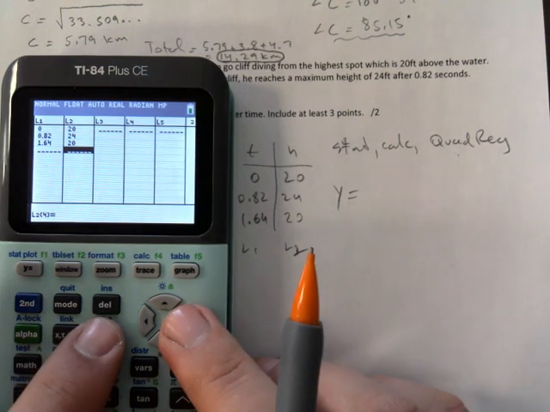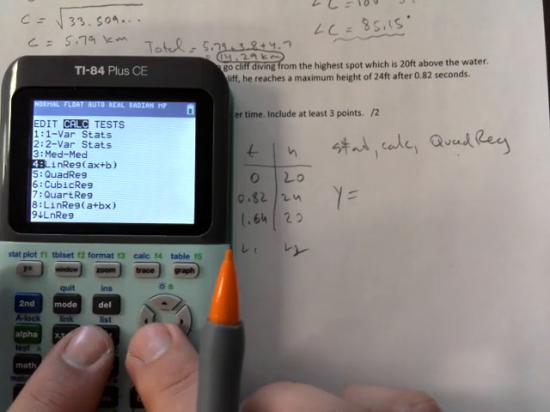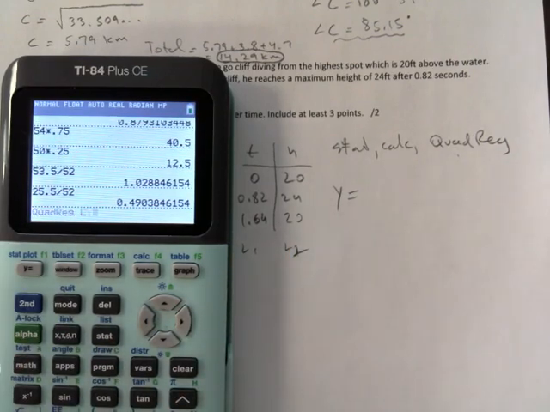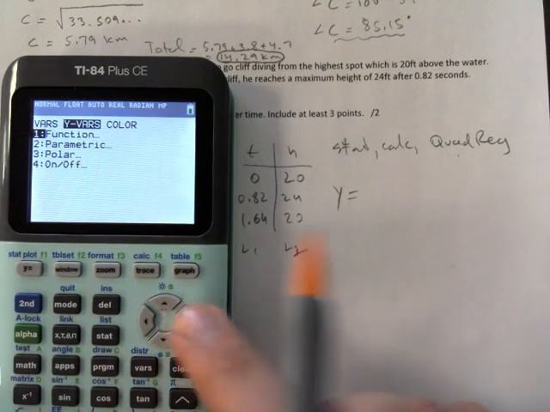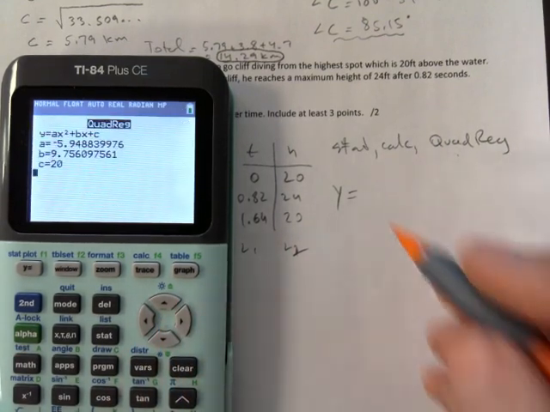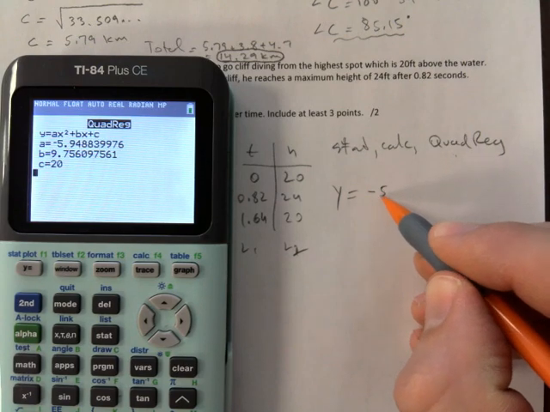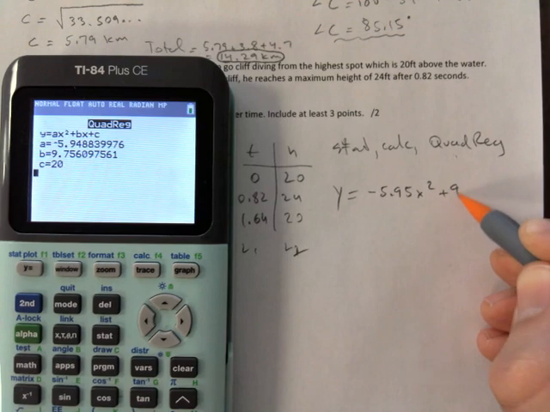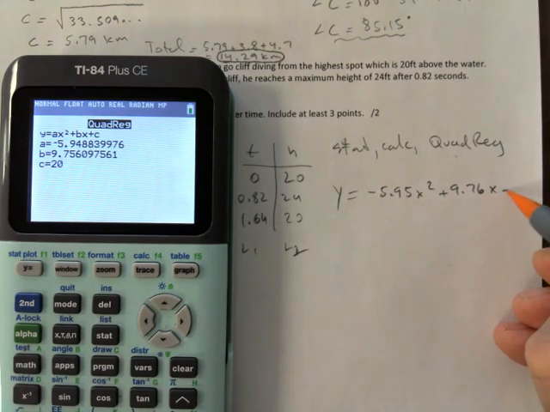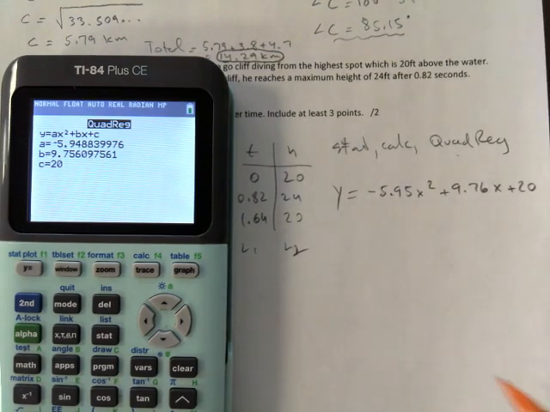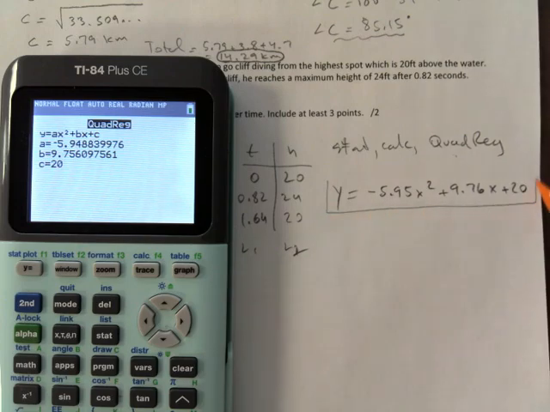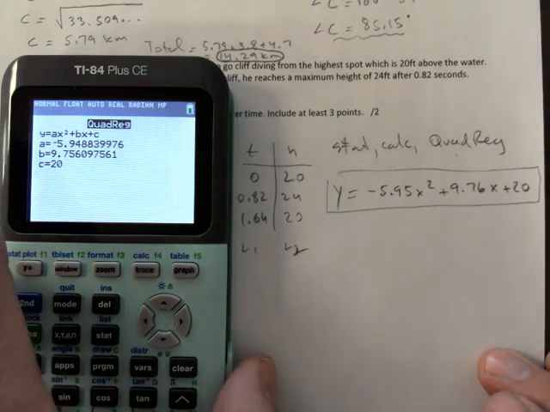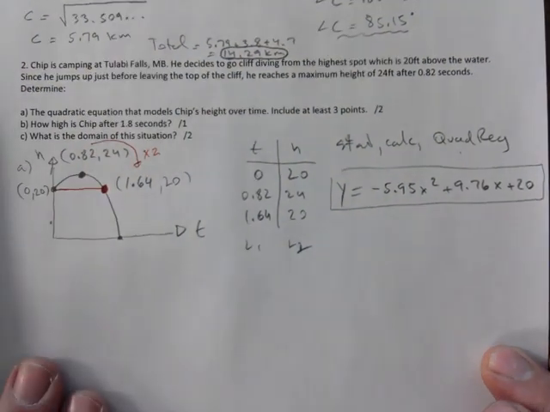Let's see here. If I just go ahead and figure out the quadratic regression, it's L1, comma, L2, comma, vars, y vars, enter, enter, enter. There it is: negative 5.95 x squared plus 9.76 x plus 20. And that would be the quadratic equation modeling this scenario. And then I can ask you a bunch of other questions based on that.